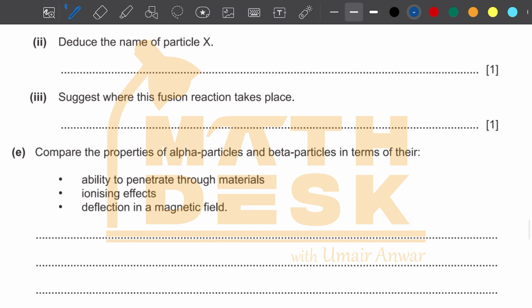Deduce the name of the particle X. So it is a neutron. Suggest where this fusion reaction takes place. So it takes place in the sun or stars.